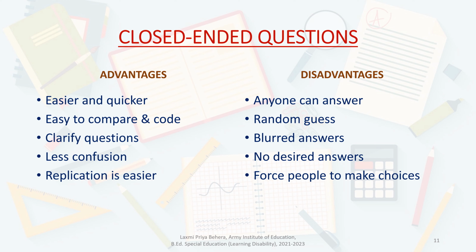Closed-ended questions are easier and quicker for respondents to answer. The answers of different respondents are easier to compare, answers are easier to code, and statistically easier to analyze also. The response choices can clarify question meaning for respondents. Respondents are more likely to answer about sensitive topics. There are fewer irrelevant or confused answers to questions. Less articulate or less literate respondents are not at any disadvantage, and replication is also easier here.